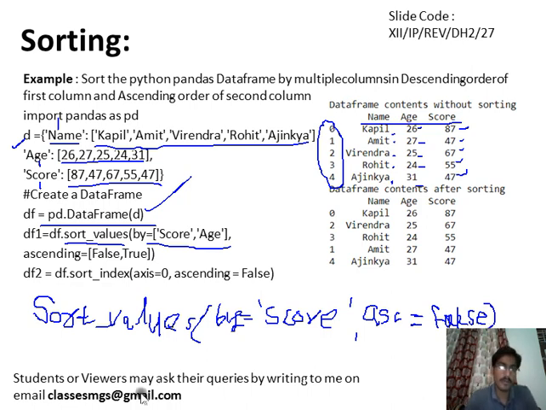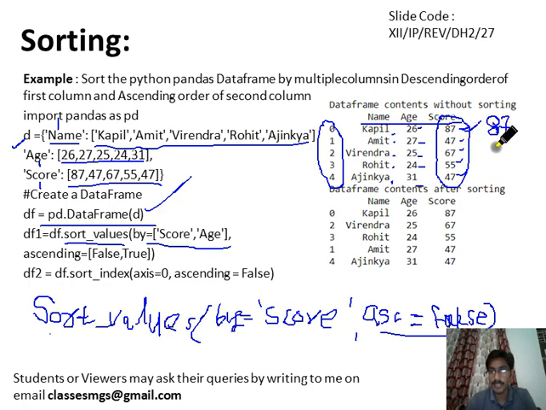Okay, so if we apply this method, it will arrange this data frame by the score column. Ascending equals false means descending: the maximum value will come on the top and the minimum value at the bottom. So what is the maximum value here? 87. So 87 will come on top.